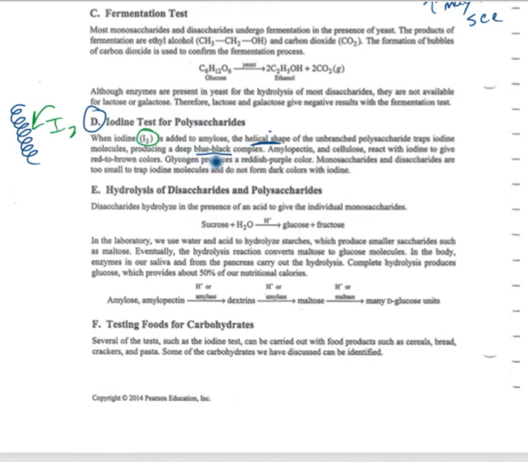One thing to keep in mind is that in part E, we're actually going to use the iodine test and the Benedict's test to determine whether these hydrolysis reactions have occurred down here or not. Okay, so we'll come back to this reaction on part E as well.